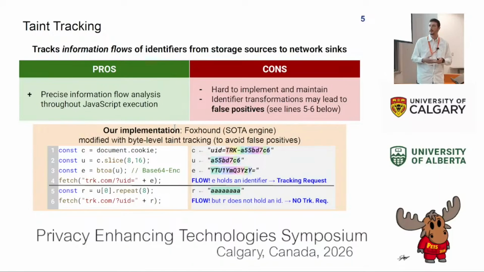You can also see at lines 5 and 6 that, thanks to byte level taint tracking, we can recognize those information flows that do not preserve the tracking potential. In this example, we have a single character read from an identifier in storage, but that is repeated 8 times, and thus it does not have enough entropy to allow a unique identification.